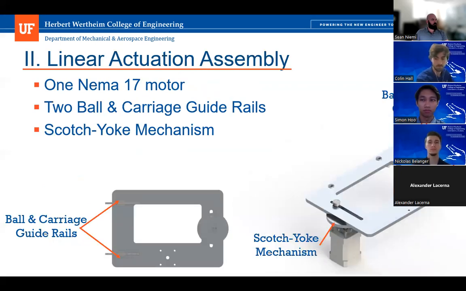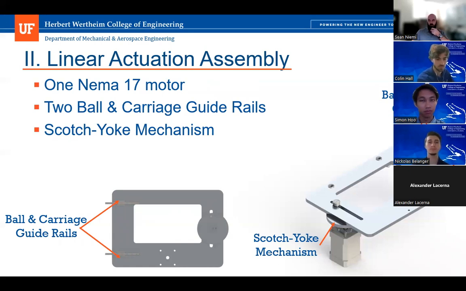So a little bit more about the linear actuation assembly. We settled on a Scotch yoke mechanism to achieve linear motion because of its simplicity when we compared it to other options of achieving this kind of movement. So the ball carriage rails act as rollers, so they support this rectangular plate in the vertical direction, but allow it to move freely in the horizontal direction. And the Scotch yoke mechanism converts the rotational motion of the wheel into linear motion.